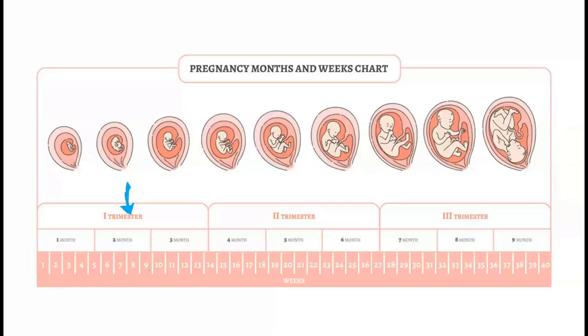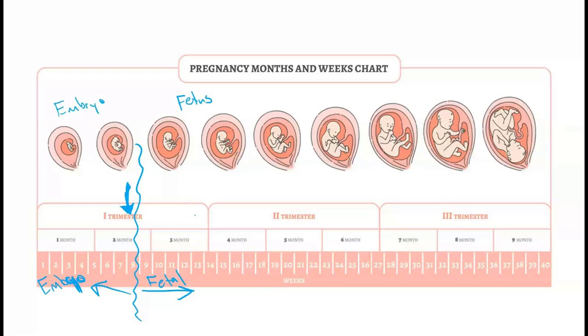Okay, now there's a big threshold here between week 8 and week 9. Prior to week 8, this is all still considered an embryo, so this is called embryonic development. Beyond 8 weeks, this is now called fetal development, and so this then would be called a fetus. Okay, 8 weeks is the cutoff between those.